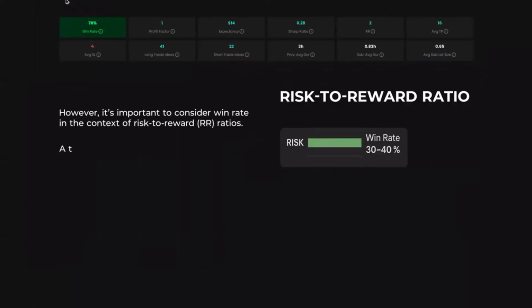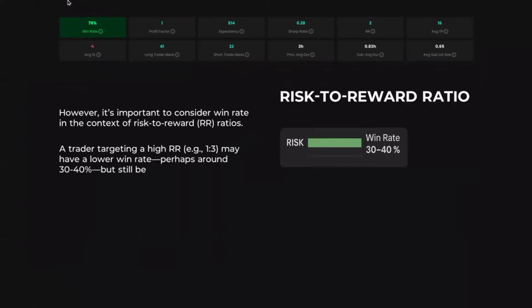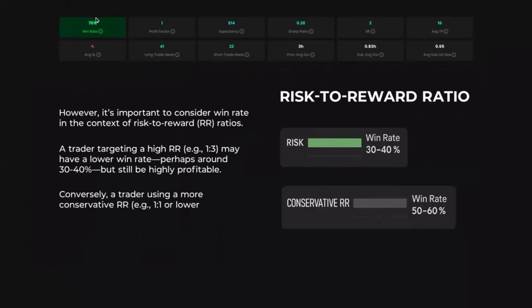A trader targeting a high RR, 1 to 3, may have a lower win rate, perhaps around 30 to 40%, but still be highly profitable. Conversely, a trader using a more conservative RR, 1 to 1 or lower, might aim for a higher win rate of around 50 to 60% to remain profitable.